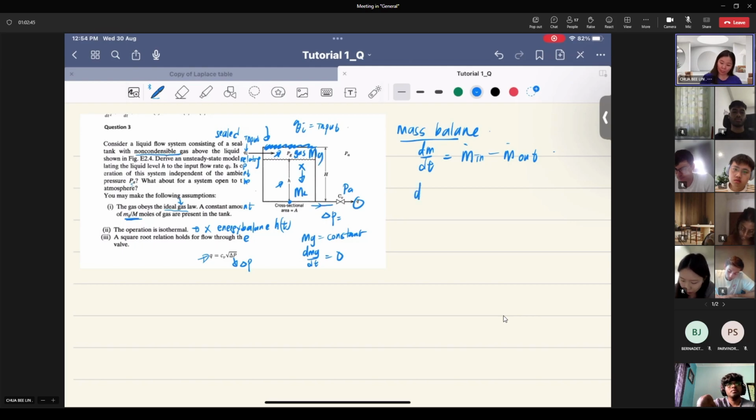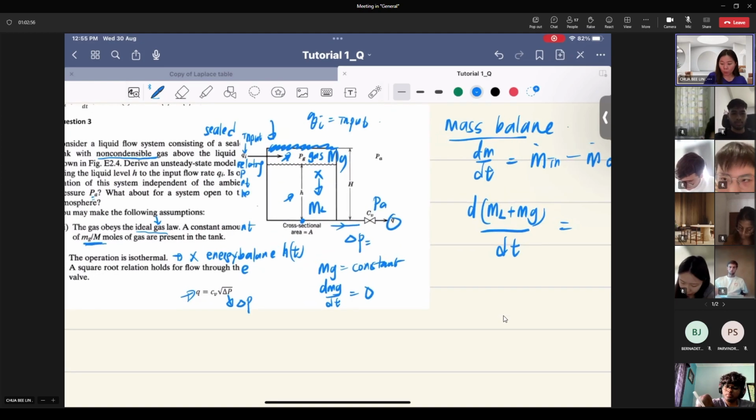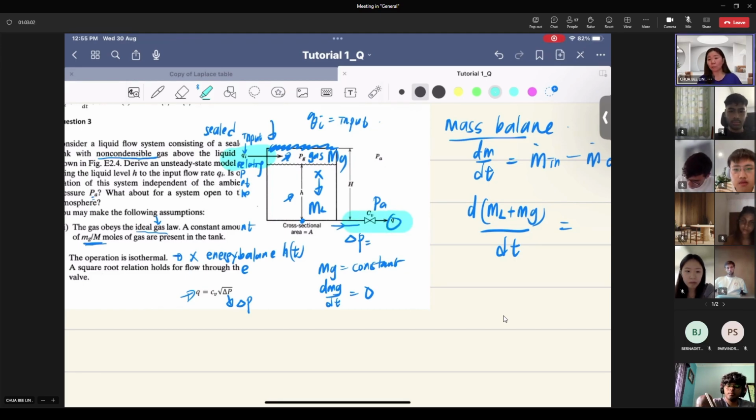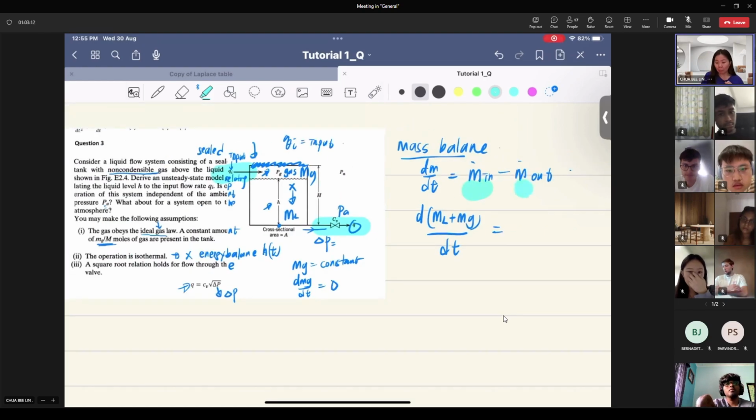So we'll have d(ml plus mg) over dt equals what is going in. The one going in, I will just highlight here, going in, this one going out. Is the gas going in or is the liquid going in? Liquid. The gas is there at the beginning already. You do not transfer the air going in. So all of this mass in and mass out, they are referring to the liquid.